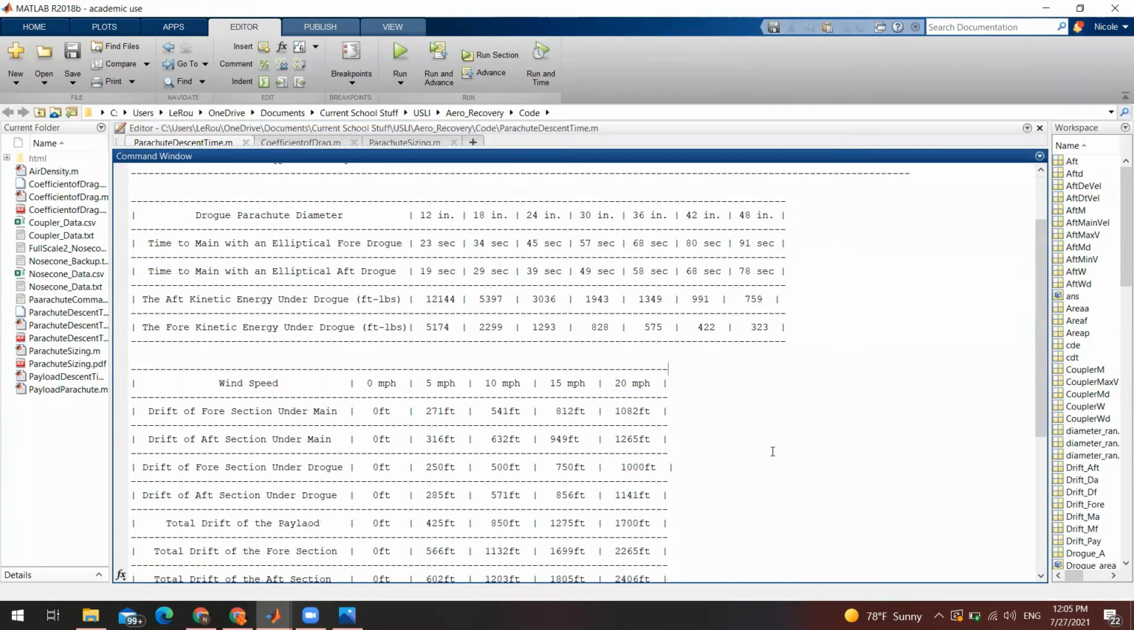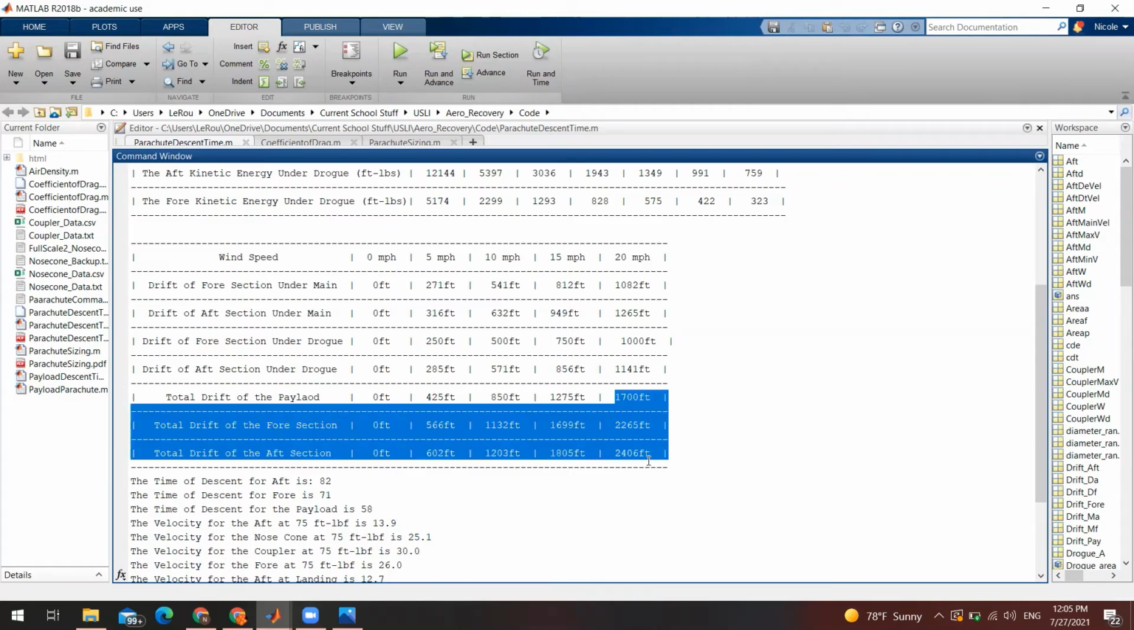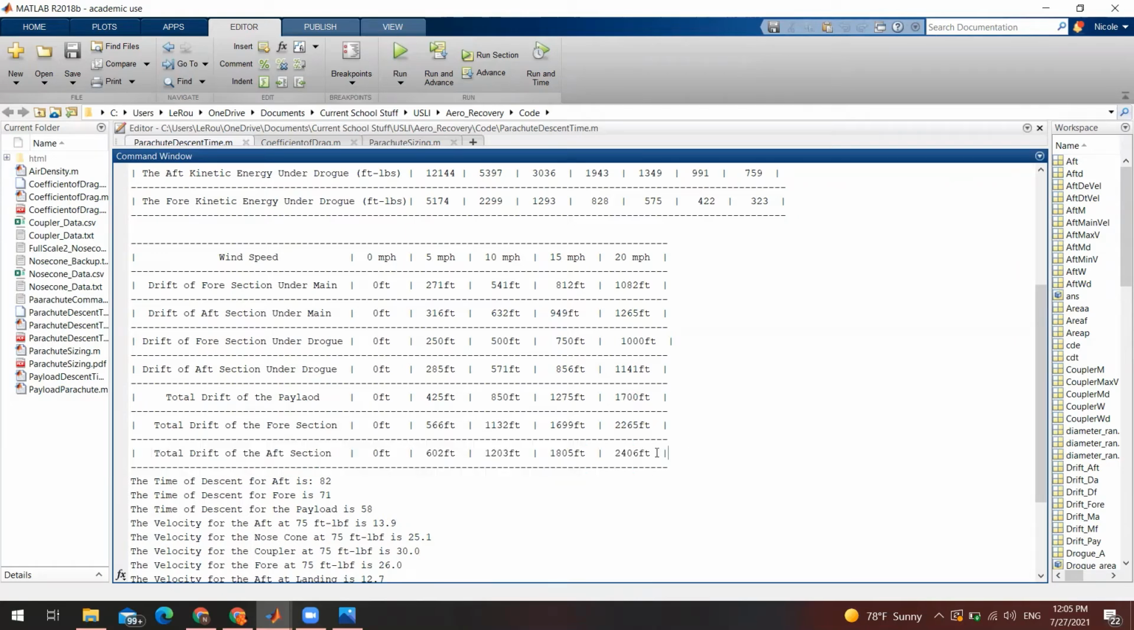And then this one was the biggest, the wind speed. So we needed to make sure that this number never went above 2,500, right? Because the other numbers with the lower wind speeds aren't going to be higher. So these three here, the total drift rows, this one was the biggest, right? Because the aft section weighs the most, and so it was going to drift the furthest. And so with the parachute size that we chose, a 10-foot diameter parachute, it stayed below that 2,500 requirement.